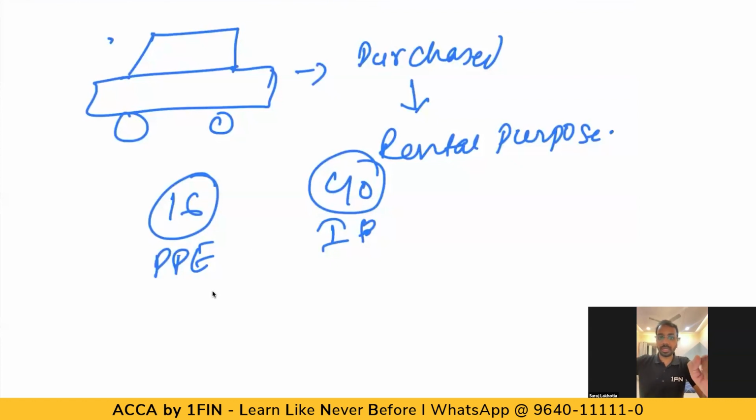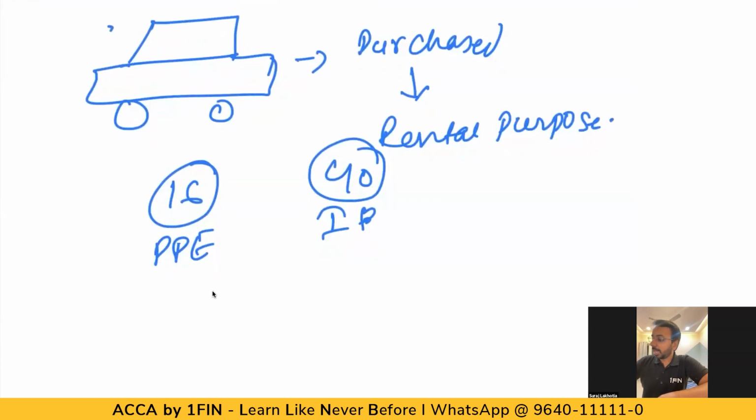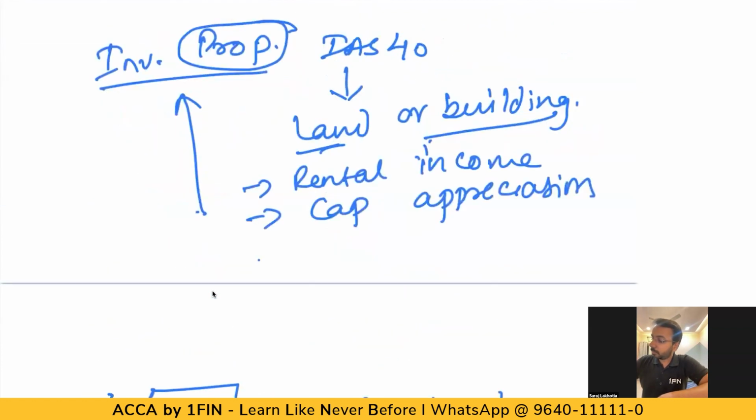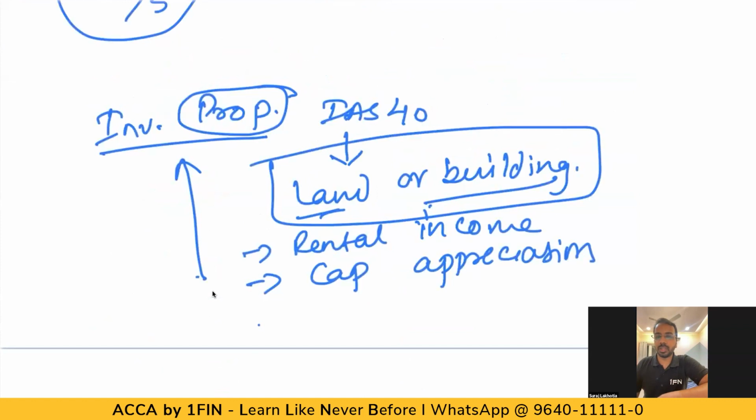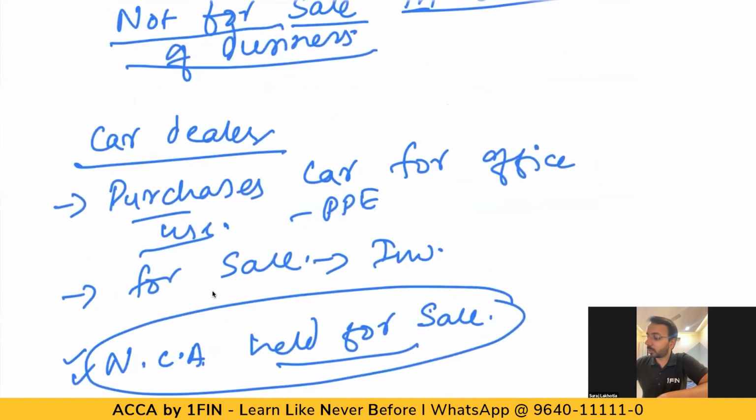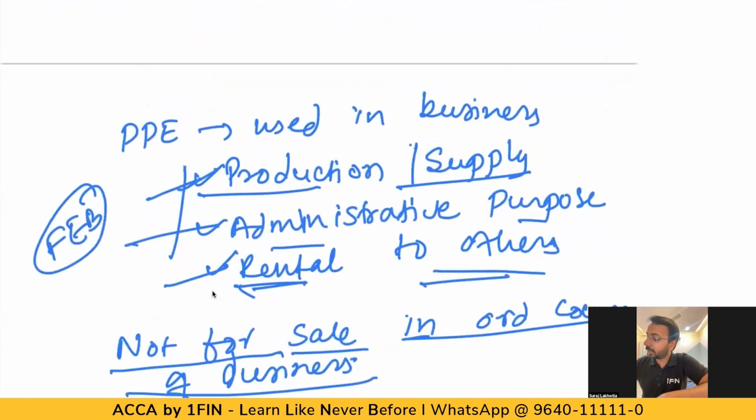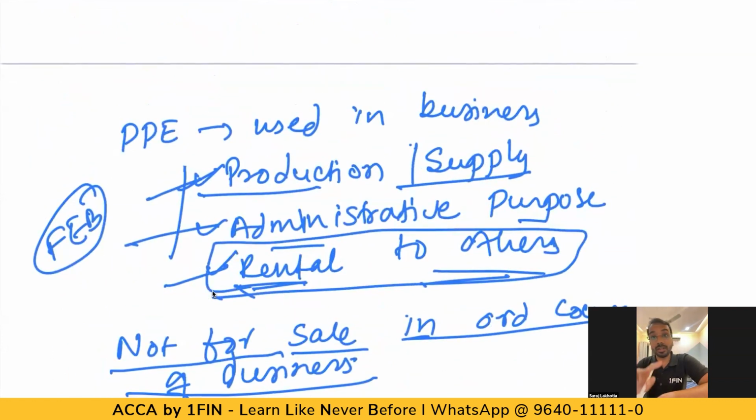Very good. So one thing that you have to keep in mind here is, I told it very clear, only land or building. So any other thing, rental purpose, whatever you take will not be covered under IAS 40. You have to take it under 16 only. Please remember, in 16 also, that is property, plant and equipment, rental to others is covered. So if it is land or building for rental to others, IAS 40. If it is other asset for rental to others, 16. Okay, so that is one thing you have to keep in mind.